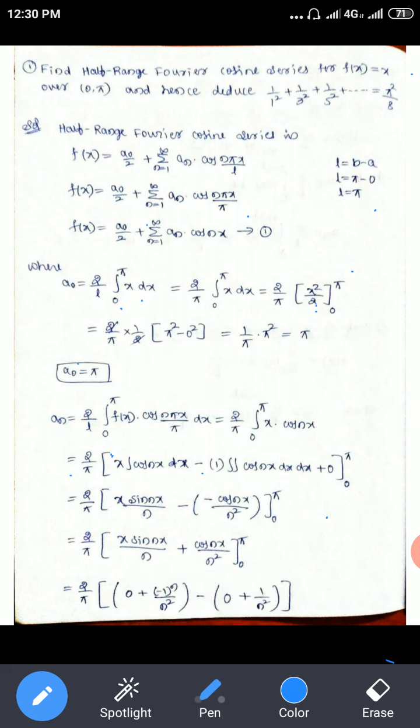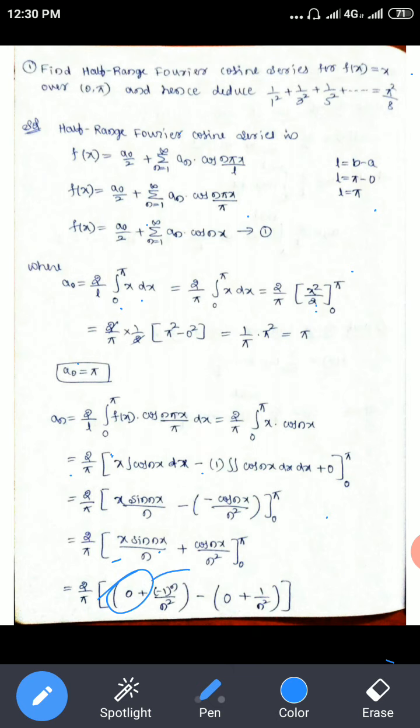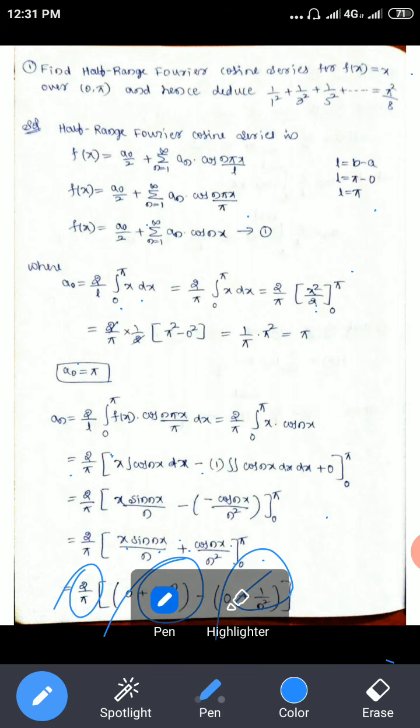So next, 2 by pi, substitute x equal to pi. See, pi into sin n pi. Sin n pi is 0, so the first term reduces to 0. Cos n pi is minus 1 raised to n divided by n square, minus the lower limit. So at the lower limit, 0 into sin nx is 0, so the first term reduces to 0, plus cos of 0 divided by n square. So what we are getting here finally, 2 by pi, this as it is. Next, this minus this.